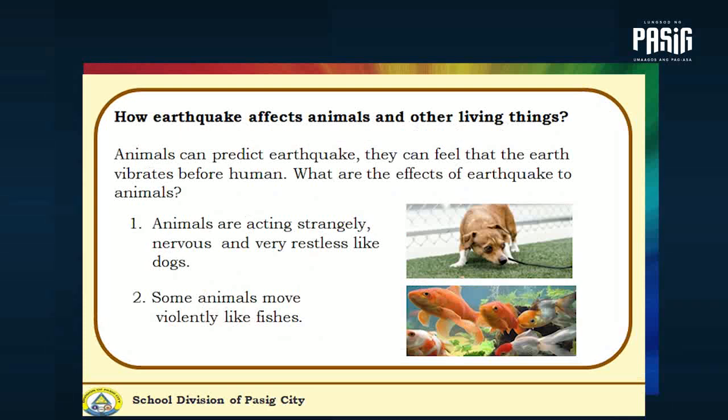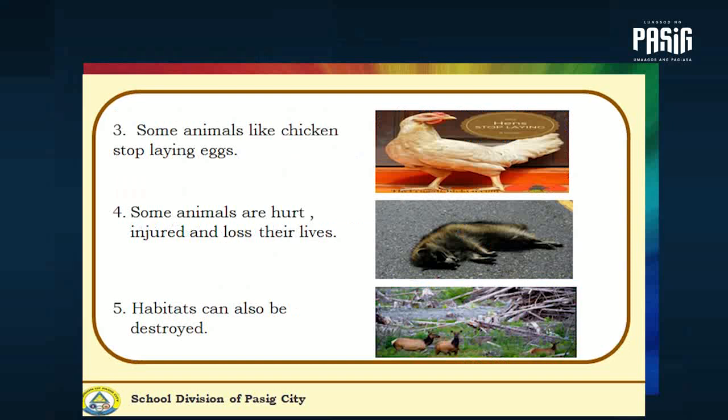How earthquake affects animals and other living things. Animals can predict earthquake. They can feel that the earth vibrates before human. What are the effects of earthquake to animals? 1. Animals are acting strangely, nervous and very restless, like dogs. Another is some animals move violently like fishes. Some animals like chickens stop laying eggs. Some animals are hurt, injured, and lost their lives. And habitats can also be destroyed.